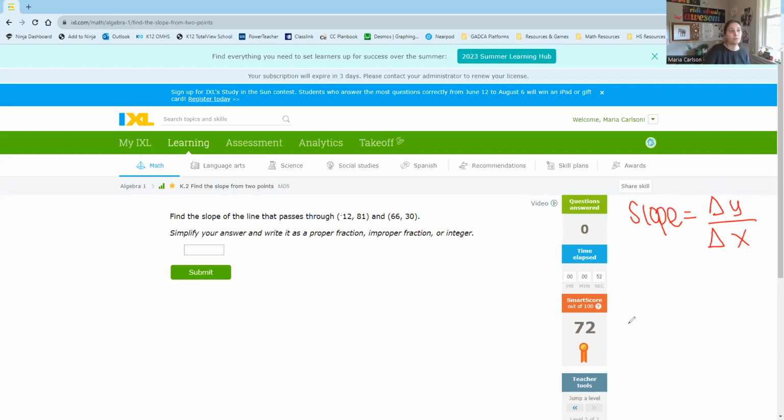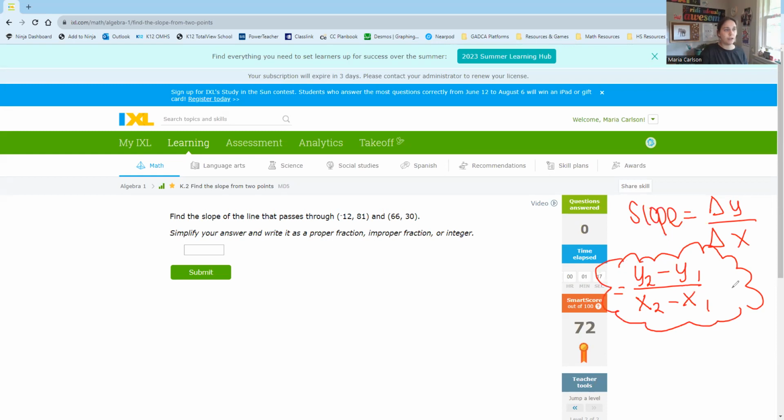And change in y, really, that can be found as our difference between y2 and y1, aka y2 minus y1. And our change in x is x2 minus x1. So our slope formula is y2 minus y1 over x2 minus x1.